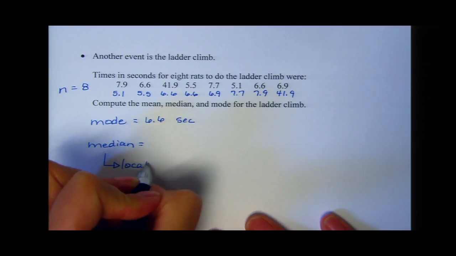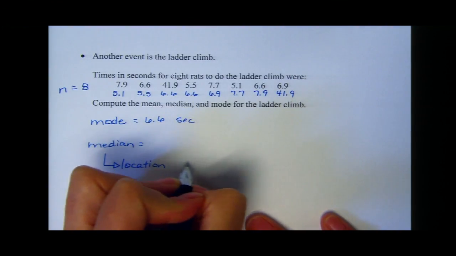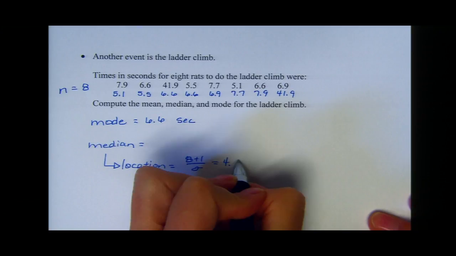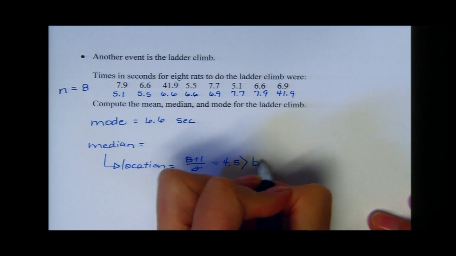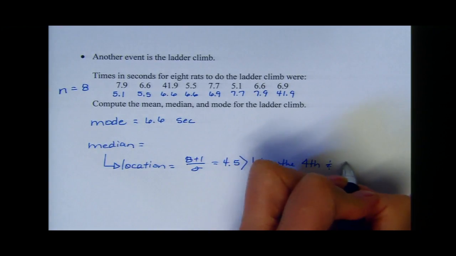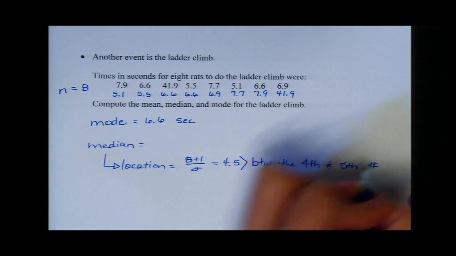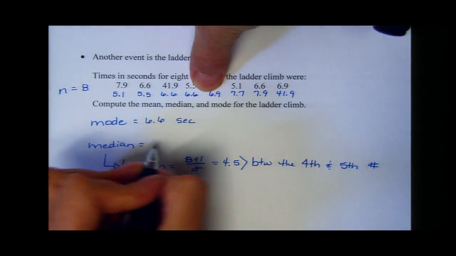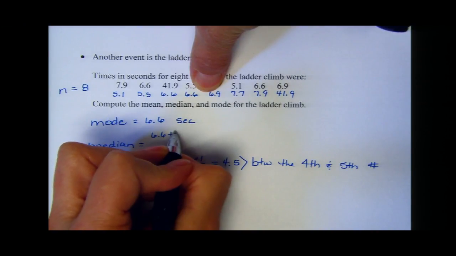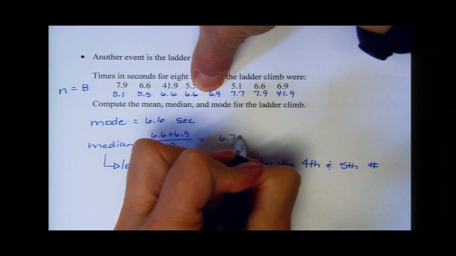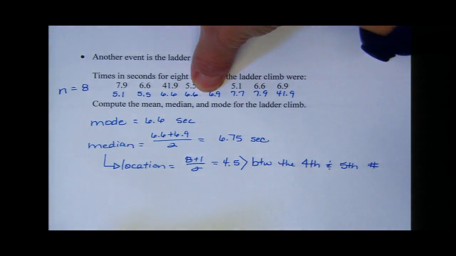its location will be 8 plus 1 divided by 2, which is 4.5. So it tells me the median is between the 4th and 5th number. So 1, 2, 3, 4, 5. So 6.6 plus 6.9 divided by 2, which is 6.75 seconds.